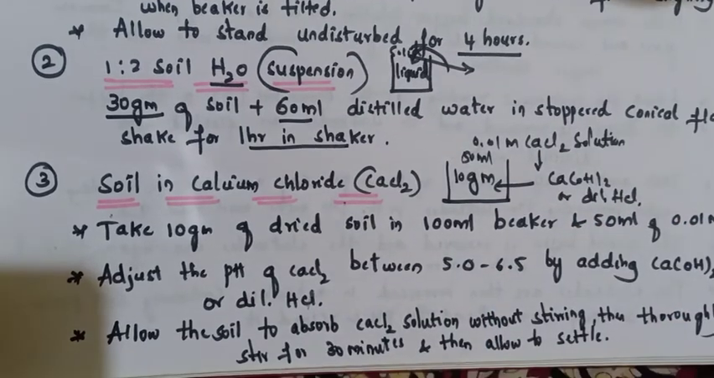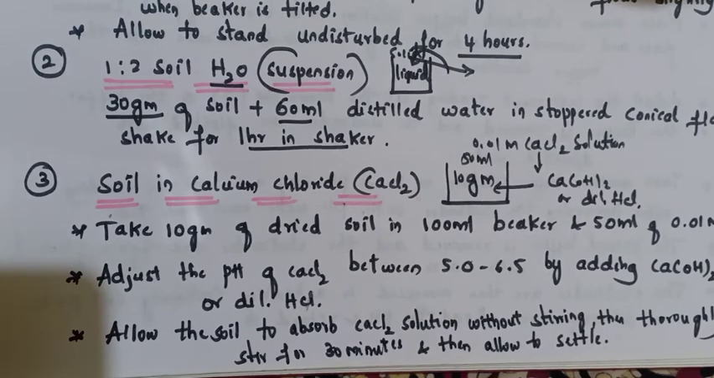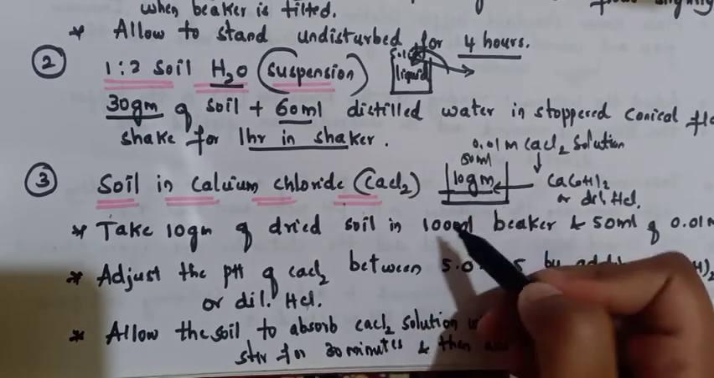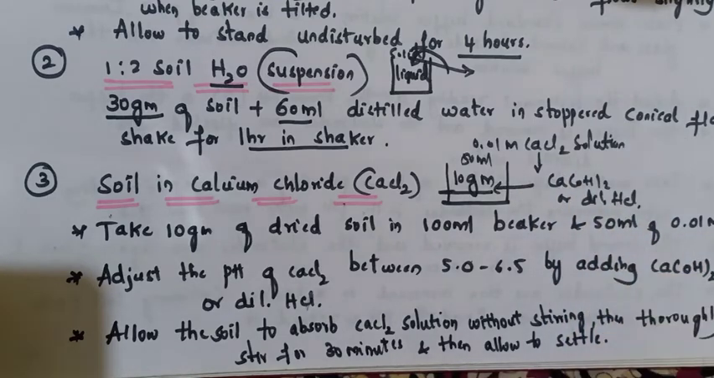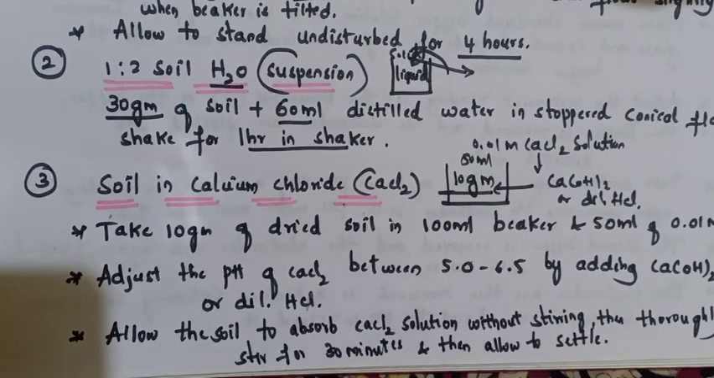Next, coming to the third point, allow the soil to absorb the CaCl2 solution without stirring. This 10 grams of soil should absorb this CaCl2 solution, so we have to keep it undisturbed without stirring. Then we have to stir for 30 minutes and then allow it to settle. This is about the third type of sample preparation.